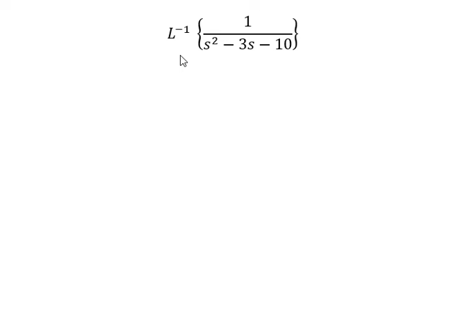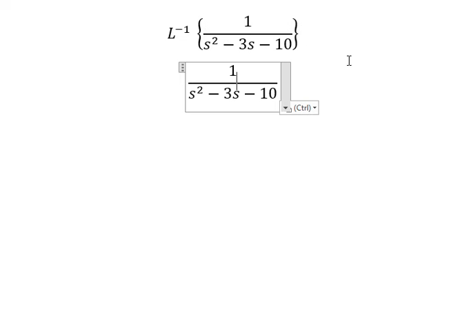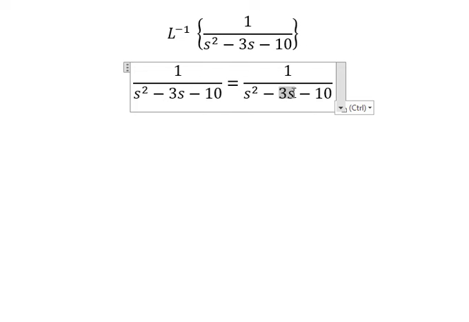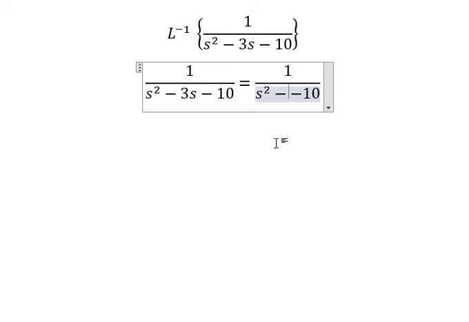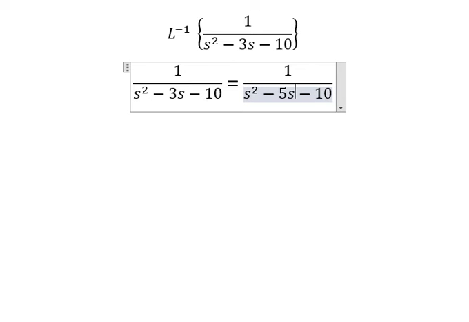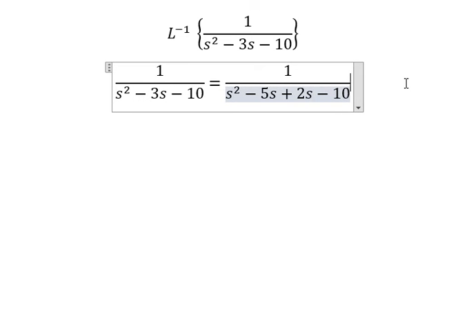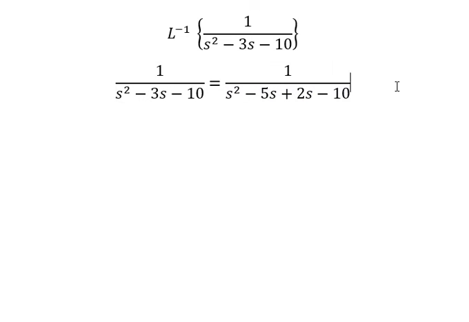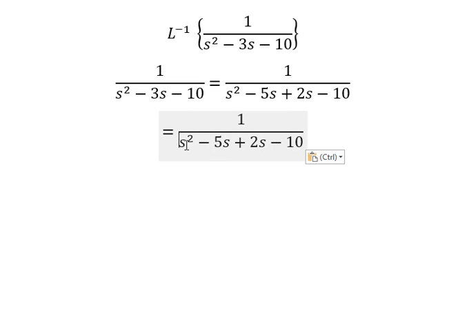So now I want to show you how to answer. Before doing inverse Laplace transformation, we need to do partial fractions. So we know that negative 3h we can put into negative 5h and positive 2h. Next, we can do factorization by h.